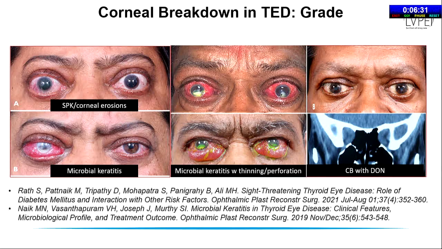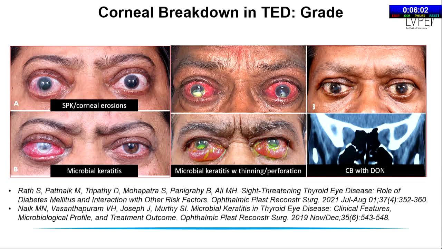The other thing that is important, and not much is talked about, is this form of sight-threatening disease, which is corneal breakdown. We know about sight-threatening disease, DON, a lot, its risk factors and other things. But here, if you go back to the older classification system of Werner's, it tends to talk a little bit about grading these, where you just have superficial punctate keratopathies, then you have an added component of infection, which complicates things, and then you have an impending perforation or already a perforation.